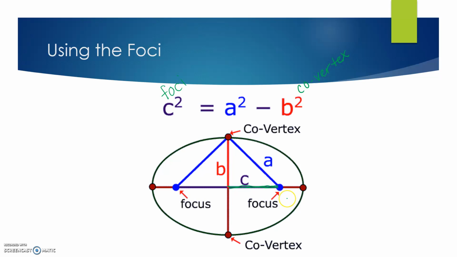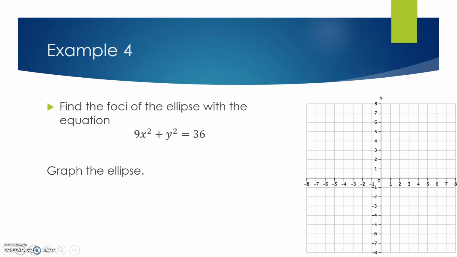And then this A value is what we're going to have to find. So, find the foci of the ellipse with the equation 9x squared plus y squared equals 36 and graph the ellipse. All right, so we are going to have to start with this problem by putting it in standard form.